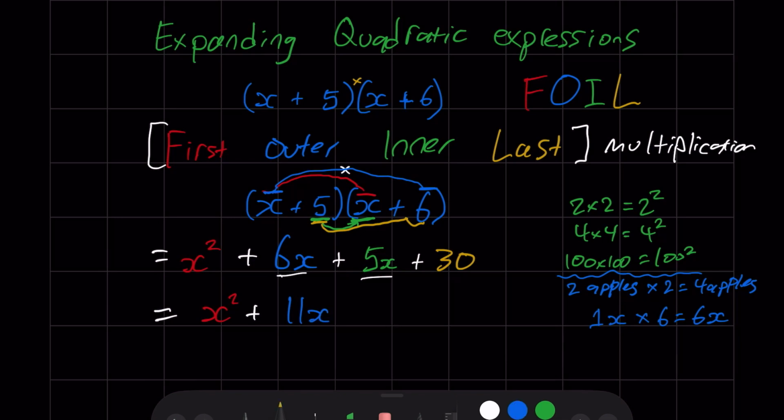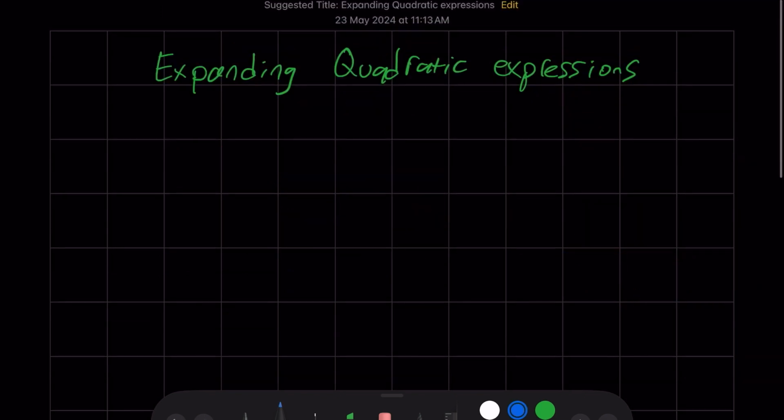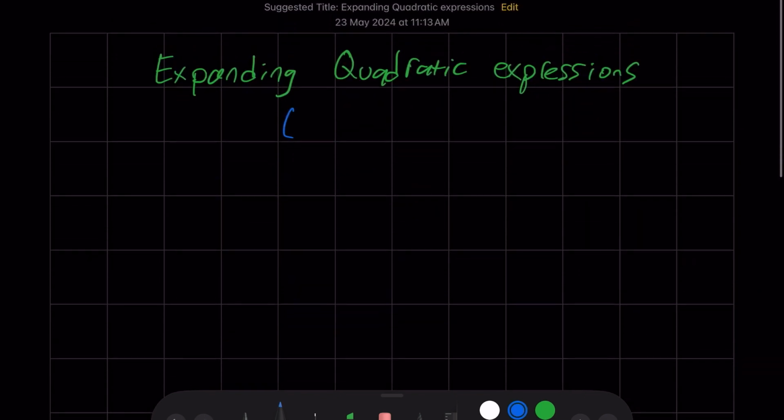And then I can go plus 30. So that would be my final answer, x squared plus 11x plus 30. Let's do another one. This time, I won't do plus plus. I'll go x plus 4, and I'll go x take 3.